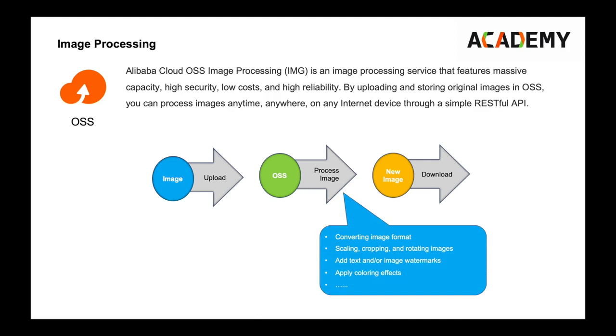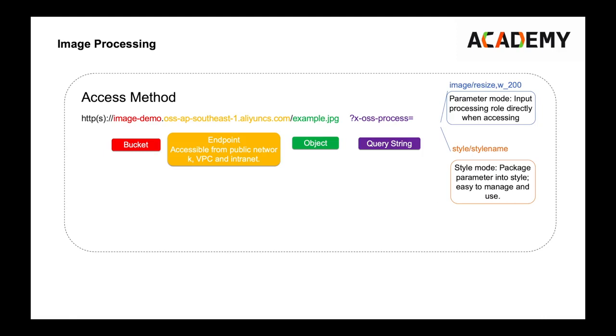The functions we support include converting image formats, scaling, cropping, and rotating, and adding text or image watermarks. You can also apply color effects, and in fact you can combine these effects together into what is called a style, and then invoke that style as a URL parameter. The way this is done is by appending the x-oss-process query string to the end of the URL.